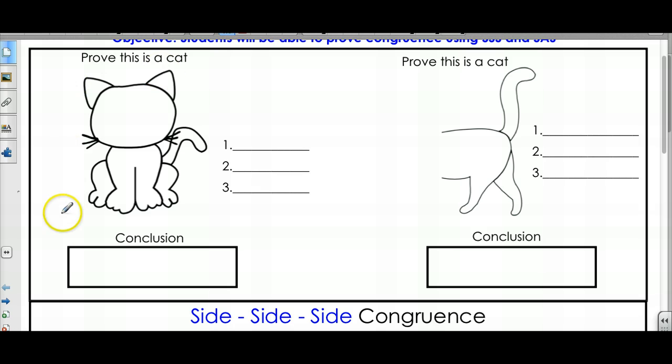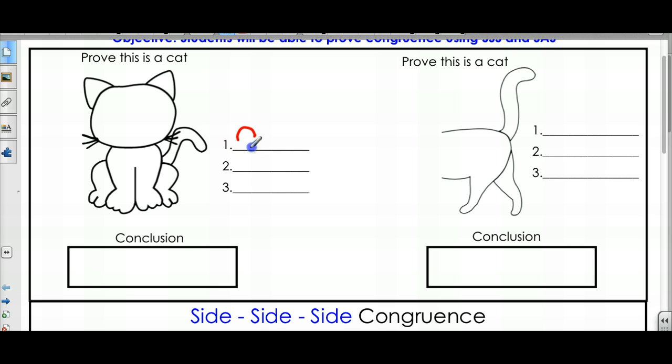Now, on this one, I think this is obviously a cat, but I need some evidence to prove it, right? I can't just say it is a cat because it's missing a lot of information here. It's missing eyes and a nose, and it's not a very accurate drawing. It's just an outline of a cat. But still, I think I can prove that this is a cat. So I'm going to list some things that I see that are cat-like.